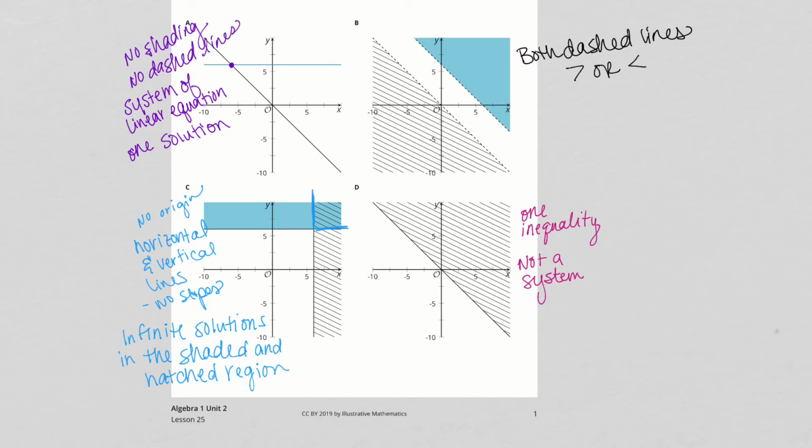What else do you notice about these? There's no solution. Why are there no solutions? Because they're not intersecting. There's no intersection. What kind of lines are those? Parallel, because the lines are parallel.